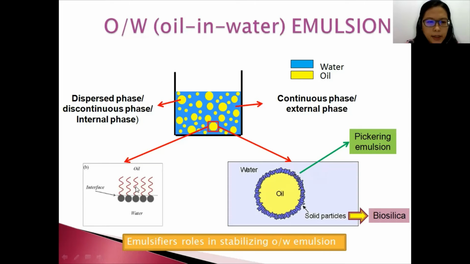And here the emulsifier can also be substituted by particles. For example, if you use biosilica as a solid particle, the solid particles would adhere at the interface layer and stabilize the emulsion. So the emulsion which is stabilized by particles is called a Pickering emulsion.